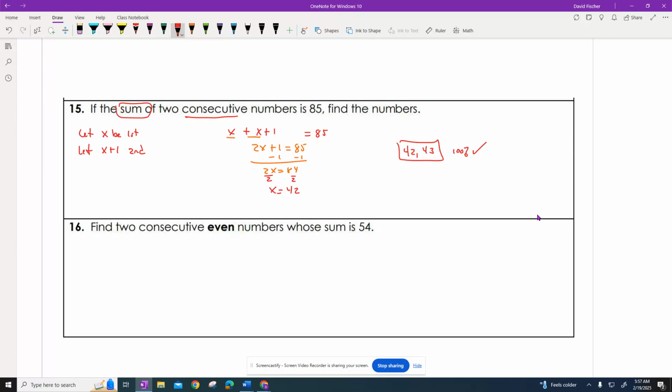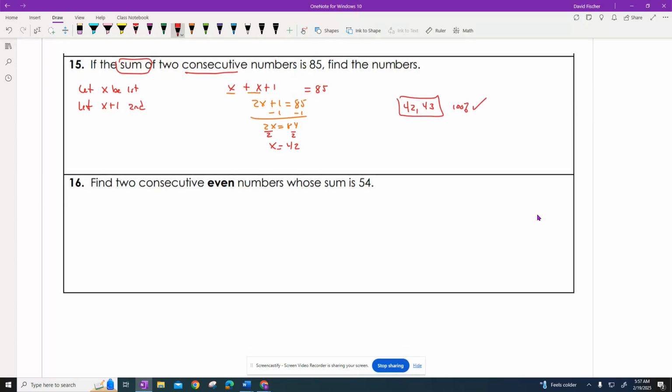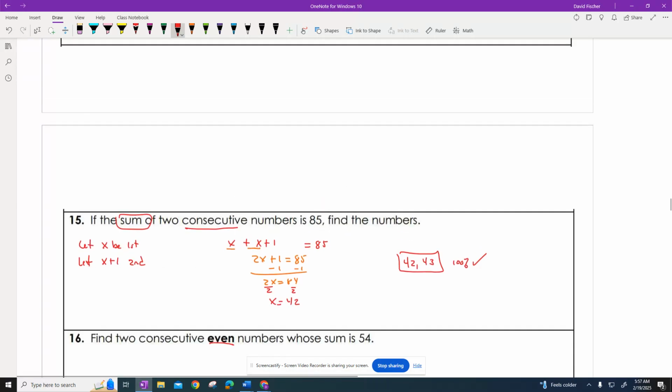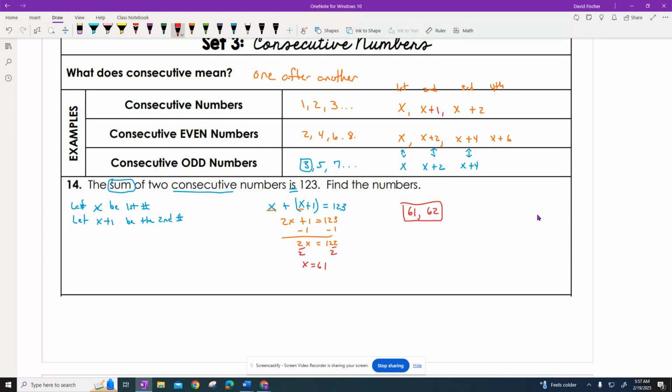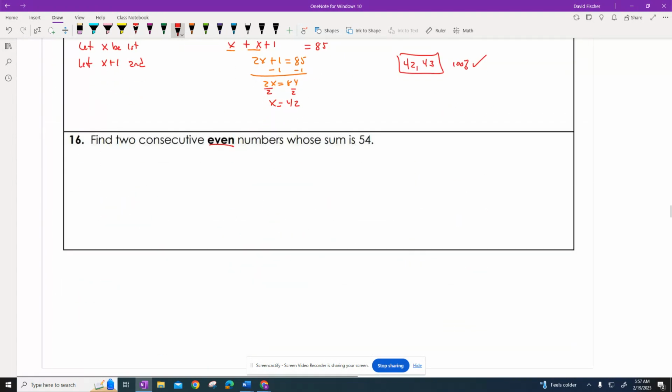Okay? Now, this is where we get into a little funkiness here. Because I said two consecutive even numbers, that means I'm skip counting. And so when I go back up here to our pattern on skip counting, even numbers, my first number is going to be an x, and then my next one is going to be an x plus 2 to get to the next number. So when we come down here, I want to say let x be first number. And I'm going to say let x plus 2 equals second number. This is very important that we're skip counting. So 2, and then 2 plus 2 is 4, and that would give me even numbers, okay?